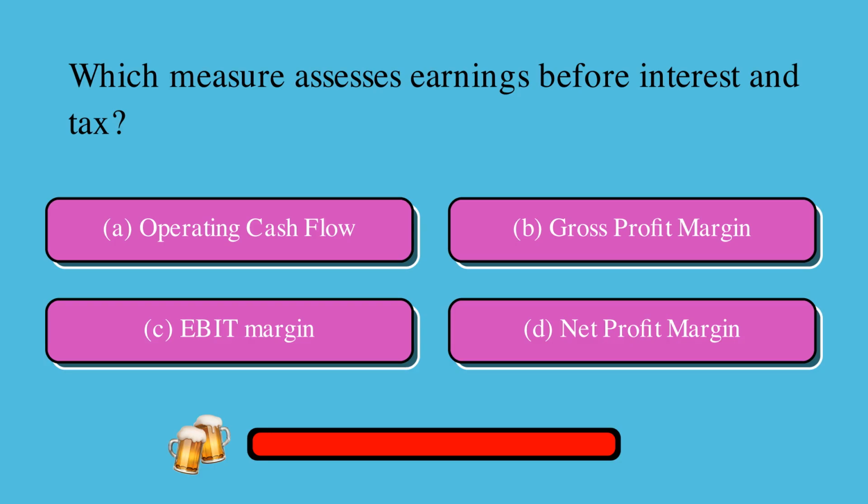Which measure assesses earnings before interest and tax? Is it A, operating cash flow, B, gross profit margin, C, EBIT margin, or D, net profit margin? The correct answer is C, EBIT margin.